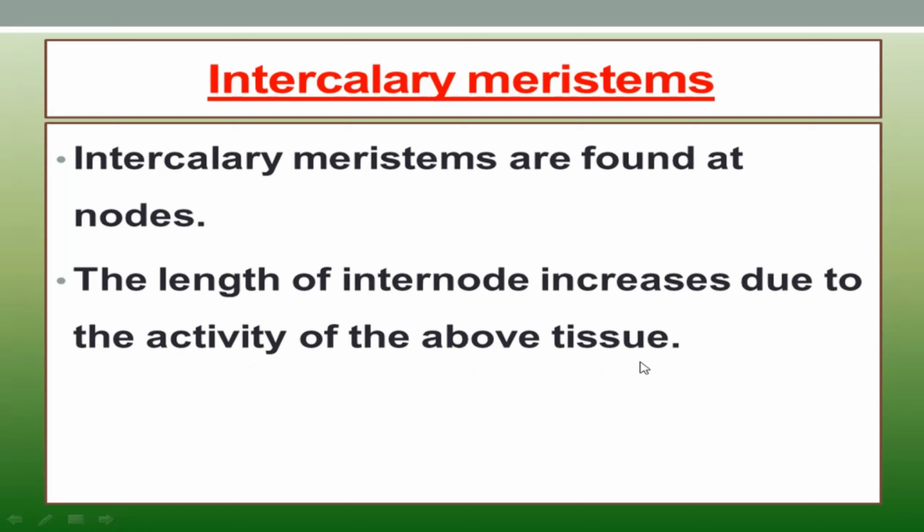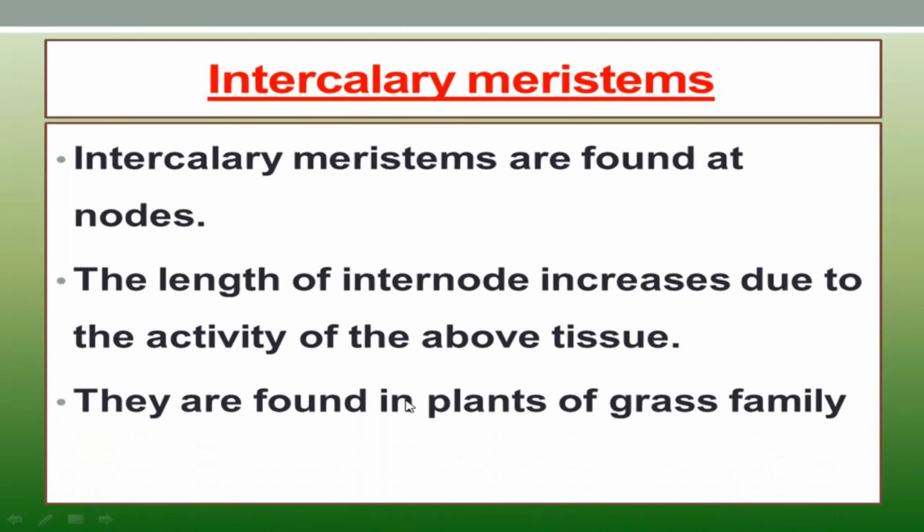So what is the function of the intercalary meristem? The function of the intercalary meristem is to increase the length of the internode. They are found in plants of the grass family. Intercalary meristem tissues are mostly found in grass family plants. In grass family plants there are nodes, and the length of the internodes increases due to the activity of the intercalary meristem.